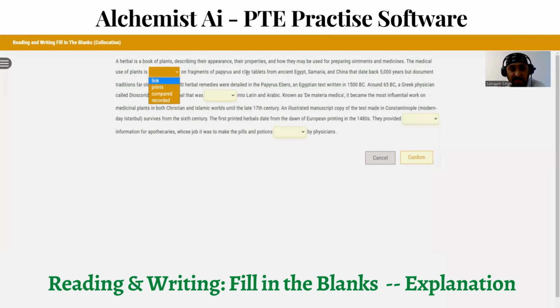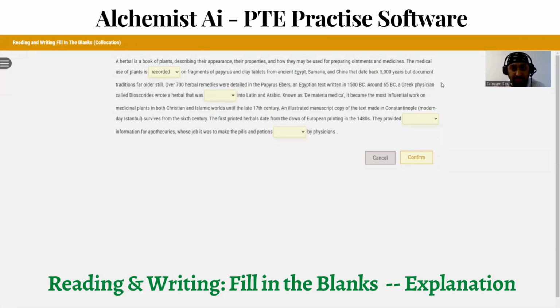So there are clay tablets. You know what clay tablets are? Clay tablets are like the slates basically, right? So if you look at this part over here, we cannot say that they were link prints because it's in the past. I'll say they were recorded. And if you are not so sure, look at this little part over here which says that they were documented 5,000 years ago.